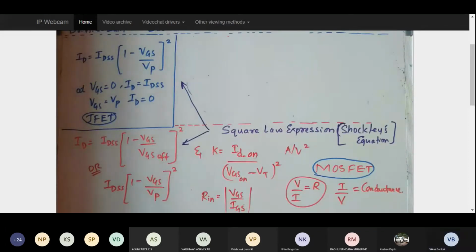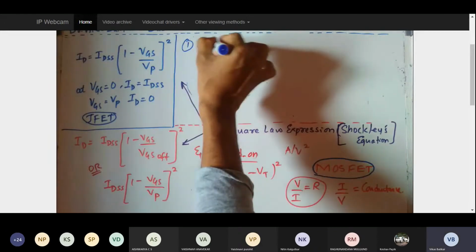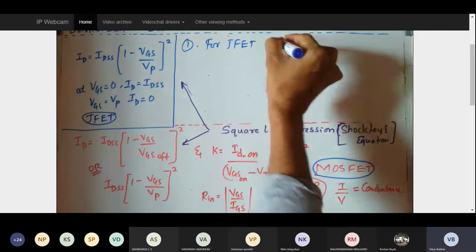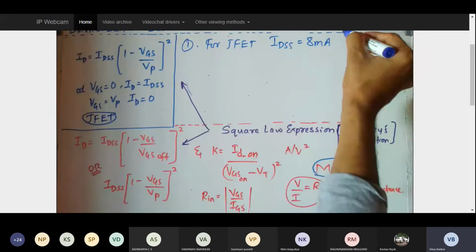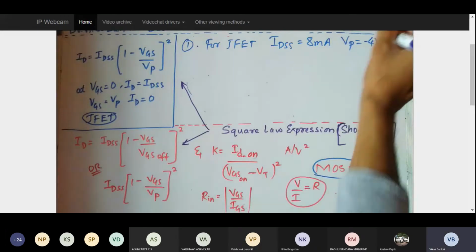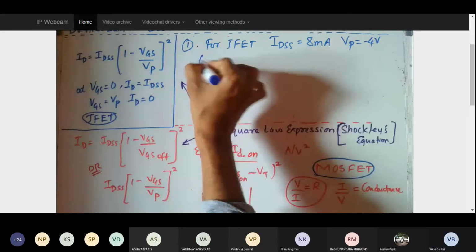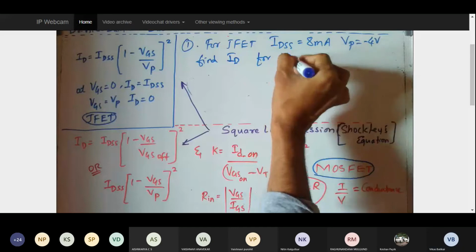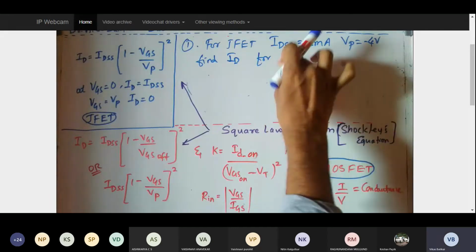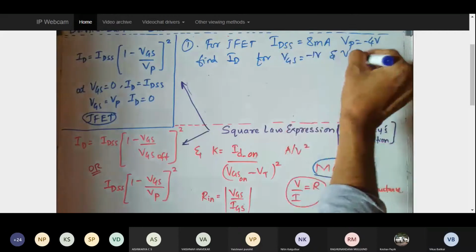So the first problem is, for a JFET, the given values are IDSS equal to 8 milliampere, VP equal to minus 4 volt. Find ID for VGS equal to minus 1 volt and VGS equal to minus 2 volt.